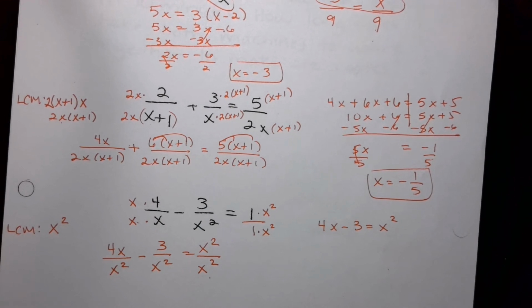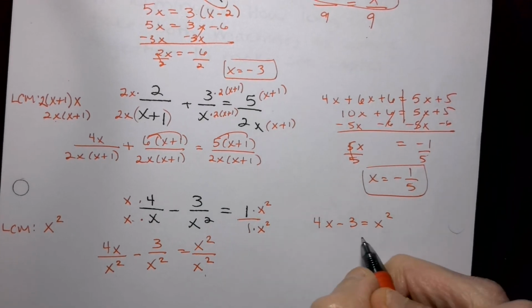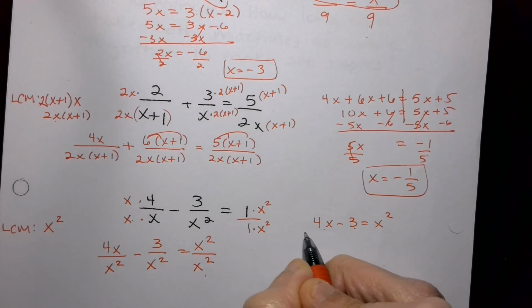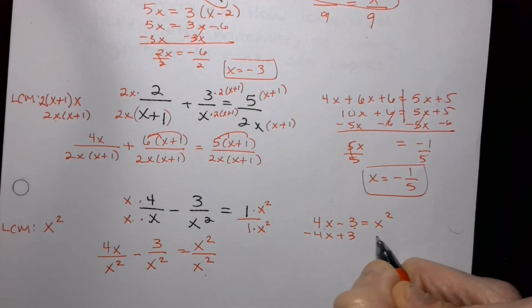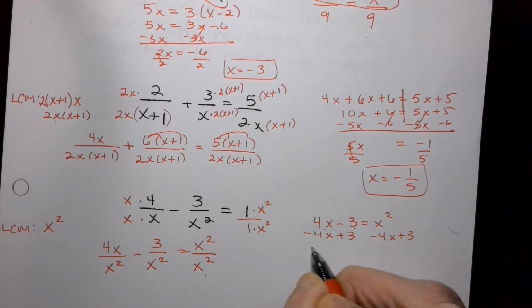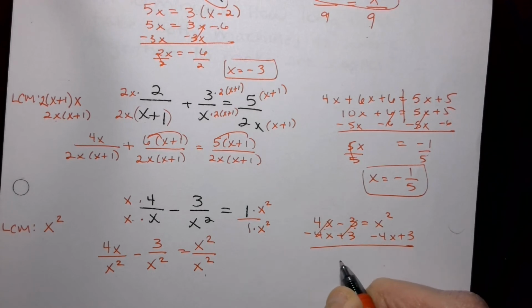I see the squared, I'm thinking, okay, we're going to have to factor, I bet. So I'm going to move these two to the other side. So I'm going to add the opposite to both sides. And I'm going to put that on this side.